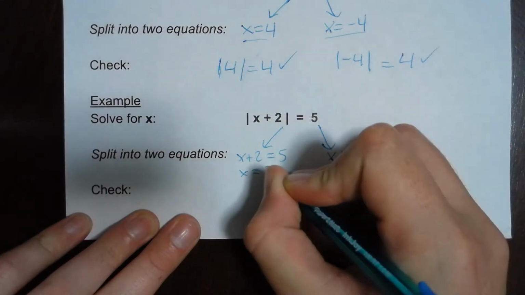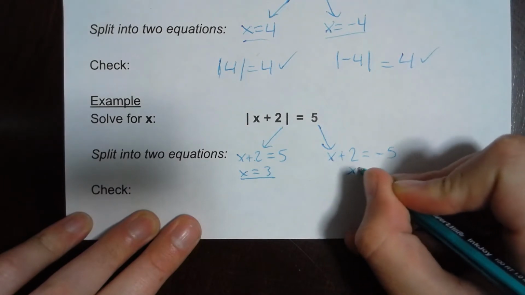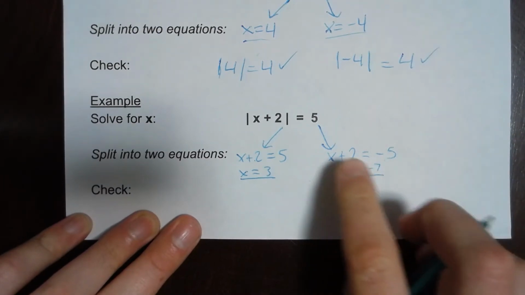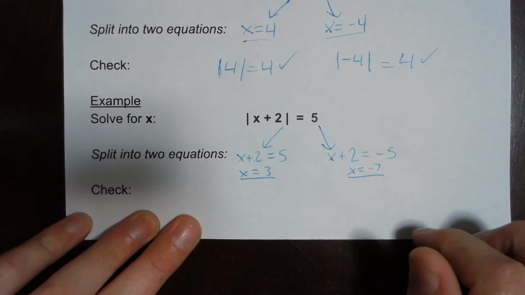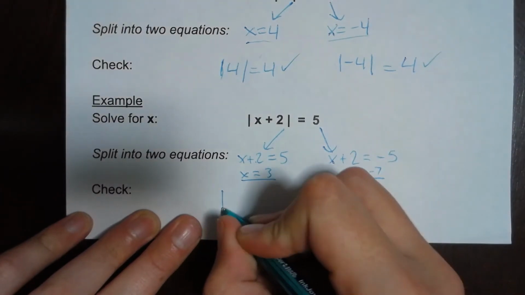We're going to get x equals 3. We just subtracted 2 from both sides. Or x equals negative 7. Again, subtracted 2, subtracted 2. We get x equals negative 7, x equals 3. And we can check these.